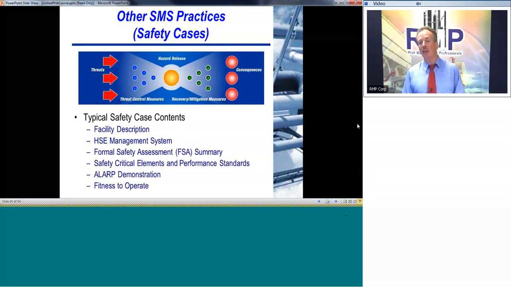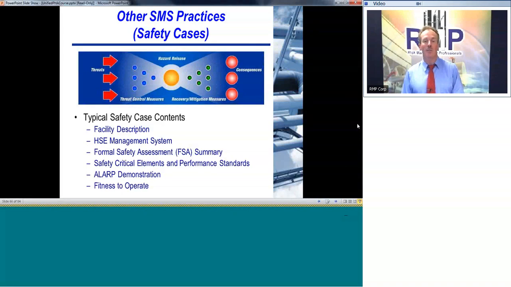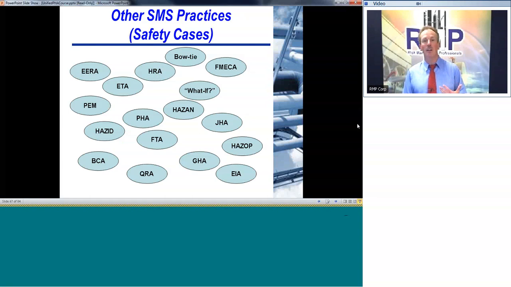Key elements of the safety cases were facility descriptions, the health, safety, and environmental management system, doing a formal safety assessment, looking at whether the risk is as low as reasonably practicable, and whether the facility is fit to operate. All these things are key parts of safety cases, and when you look at the tools applied on this slide, you're really looking at the same kind of basic hazards analysis tools that we've been discussing: bowtie, what-if studies, JSA, failure modes and effects analysis, HAZOP studies, fault tree analysis, et cetera. So again, with all these different tools and techniques, there's more overlap than not, and this is illustrated in this slide.